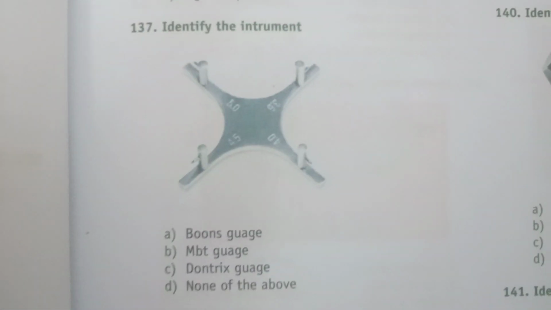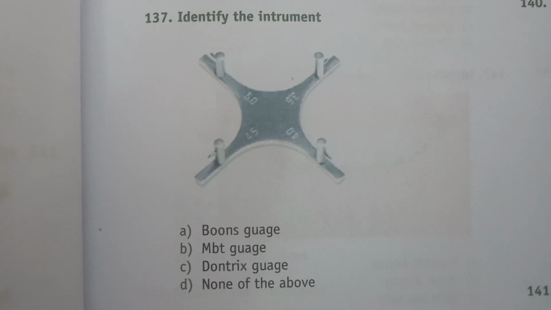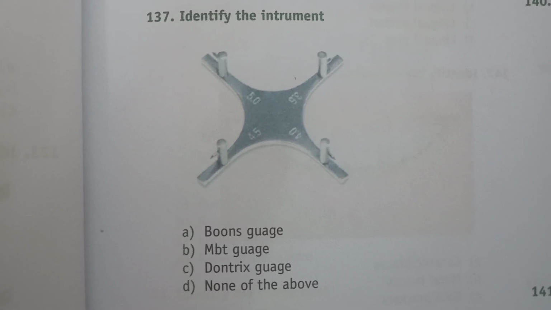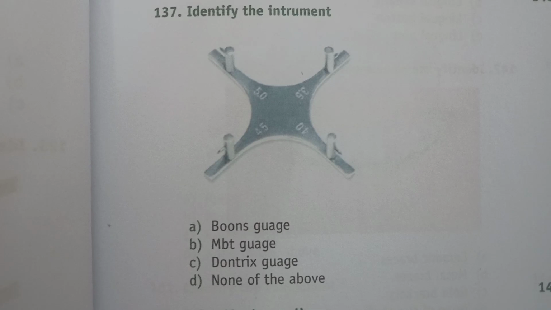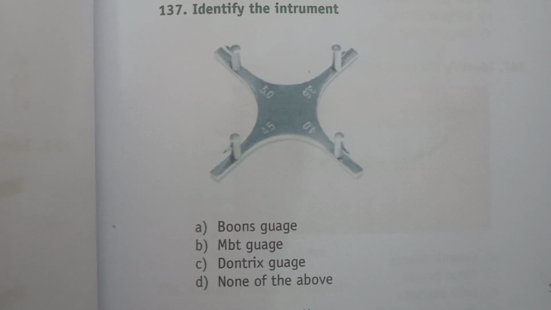Next, I have seen this question in many examinations. Identify the instrument. Is it Boons gauge, MBT gauge, Dontrix? None of the above. It is Boons gauge, option A.